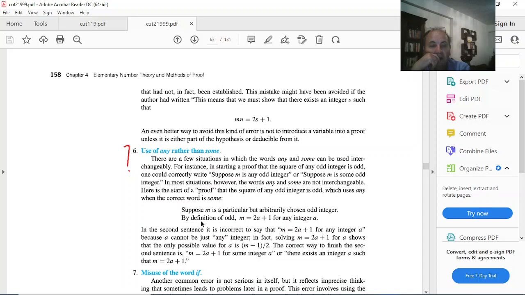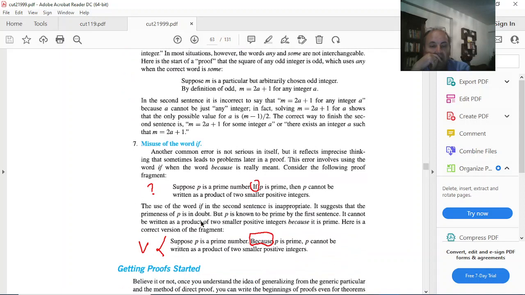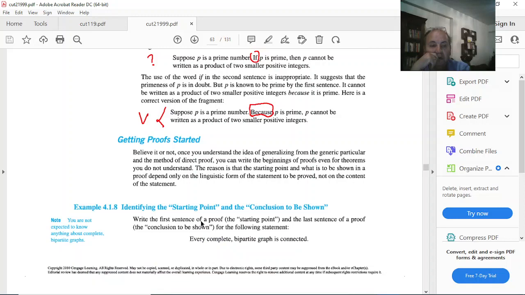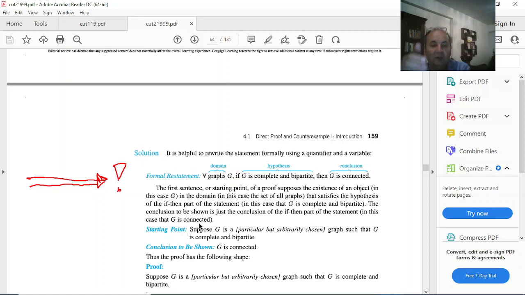And don't use "any", but please try to use "some". Instead of "because", don't use "if", because "if" is confusing with the logical statement. Especially the formal restatement, domain, hypothesis, and conclusion is very important. Starting point, conclusion, and proof. You have to write in a structured way. When you write theorem, domain, hypothesis, and conclusion, and in this way starting point and conclusion to be shown, and proof with a colon, it's very important. This is the structure. When you do it once, don't forget it.